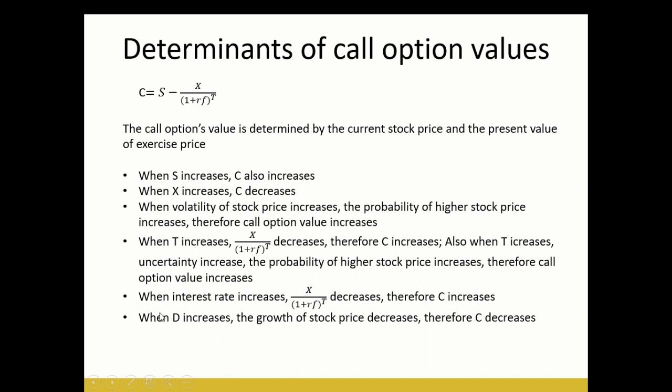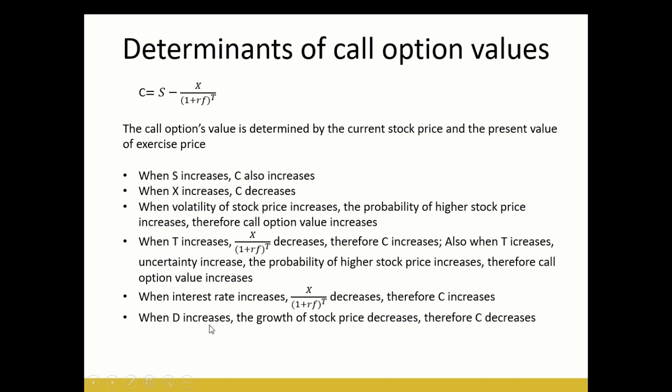Okay. When the interest rate increases, let's look at R sub F. If the risk-free rate, or the money market product rate, increases, then X divided by a larger number decreases, and S minus a smaller number means C increases. Let's look at the last one.